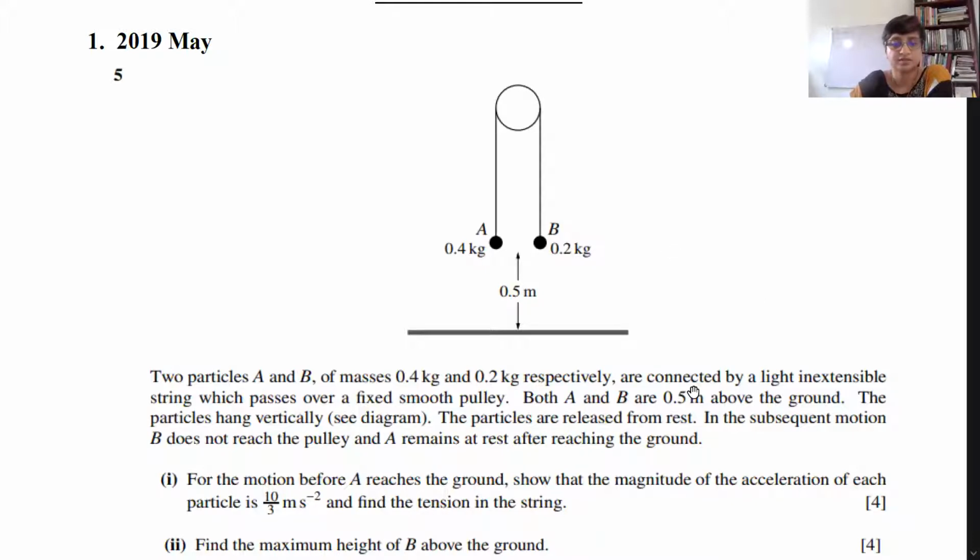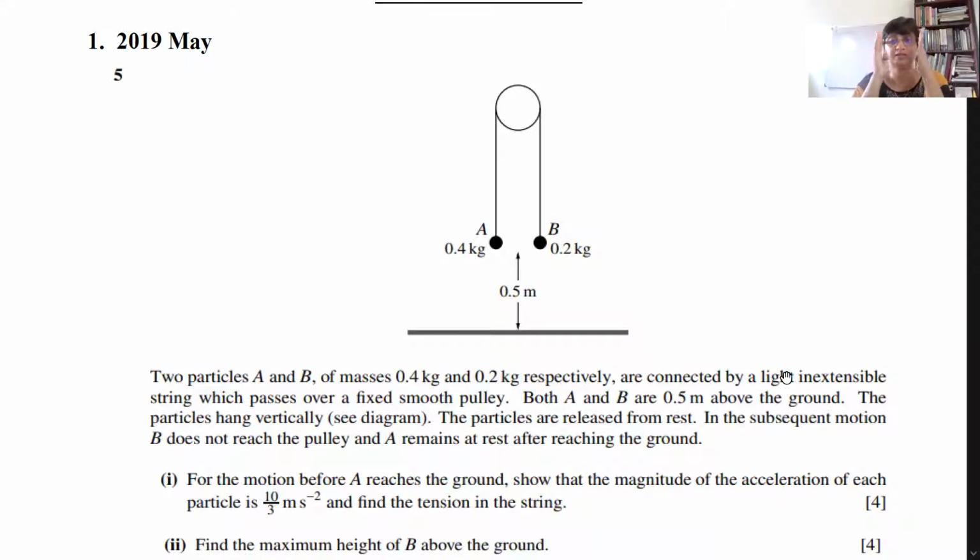So two particles A and B of masses 0.4 kg and 0.2 kg respectively are connected by a light inextensible string which passes over a fixed smooth pulley. The pulley is also smooth, no forces there, no friction there. We don't have to worry about anything happening outside of the two particles. Just focus on the two particles. Both A and B are 0.5 above the ground, and the particles hang vertically. It's all given in the diagram. We didn't have to read that. All that information can be absorbed just by looking at the diagram. They have just repeated it.